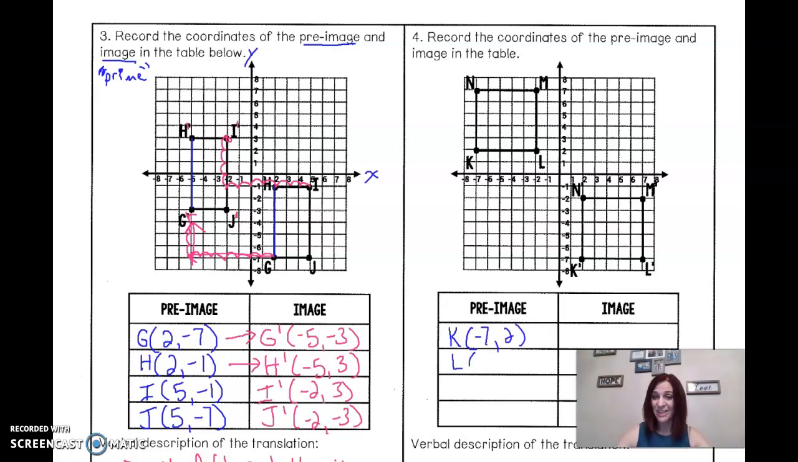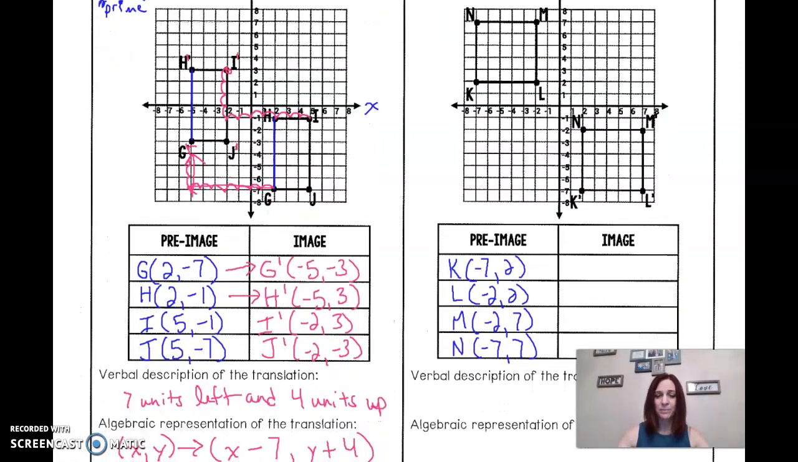L, so again, I'm moving in a different direction here, but I'm just doing it alphabetically. Negative 2, positive 2. M is at negative 2, positive 7. And N is at negative 7, positive 7. So our image then is going to be the one with the primes. So K prime, what does K correspond with? Well, K prime is going to occur at 2, negative 7.